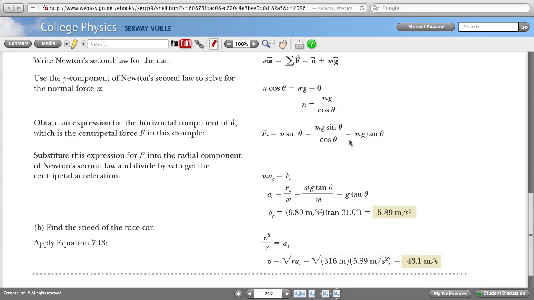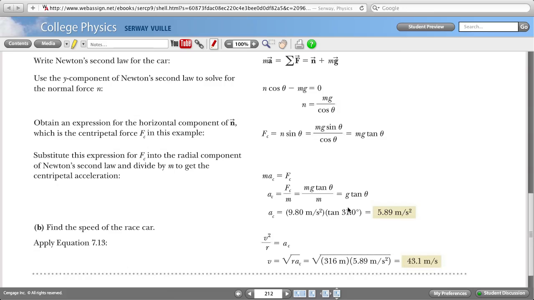But what they're actually asking us for is the centripetal acceleration. So we need to divide by the mass of the car, and we do that. We get the centripetal acceleration, and it ends up being g times the tangent of theta. We just multiply g by tangent of 31 degrees. You get 5.89 meters per second squared as the centripetal acceleration as the car goes around that track.